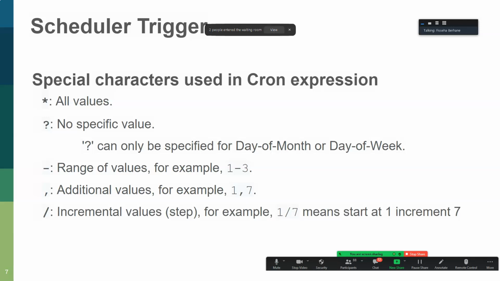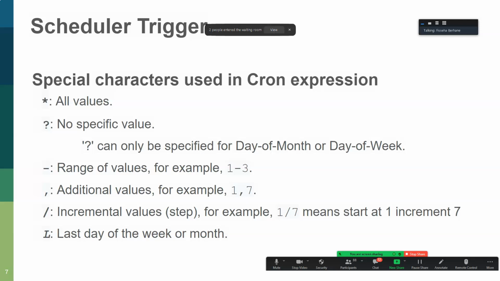And this forward slash means incremental values. It is like a step. So for example, 1/7 means start at 1 and increment by 7. So it will be 1, next 8, next 15, and so on. It keeps adding 7, but it starts at 1. We'll see examples.